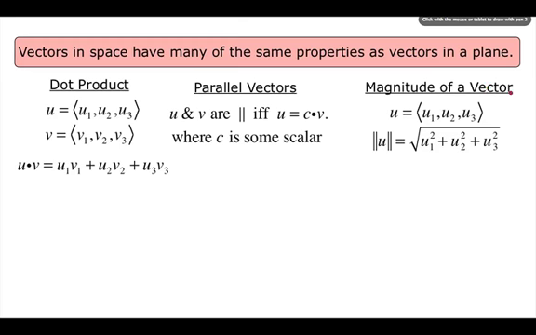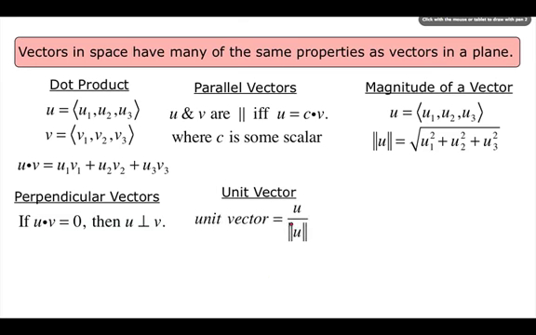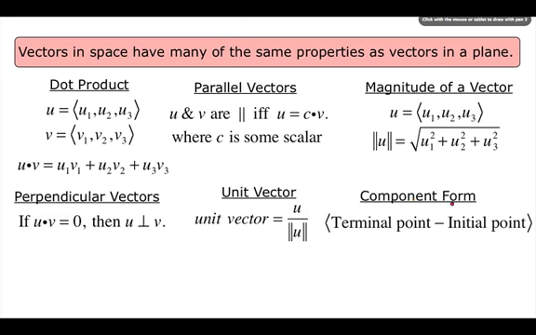Then the magnitude of the vector, the formula looks familiar. Perpendicular vectors, the dot product is equal to 0. Then they are perpendicular, or they form a 90-degree angle between them. The unit vector is the vector divided by the magnitude of the vector, and component form of a vector is the terminal point minus the initial point.